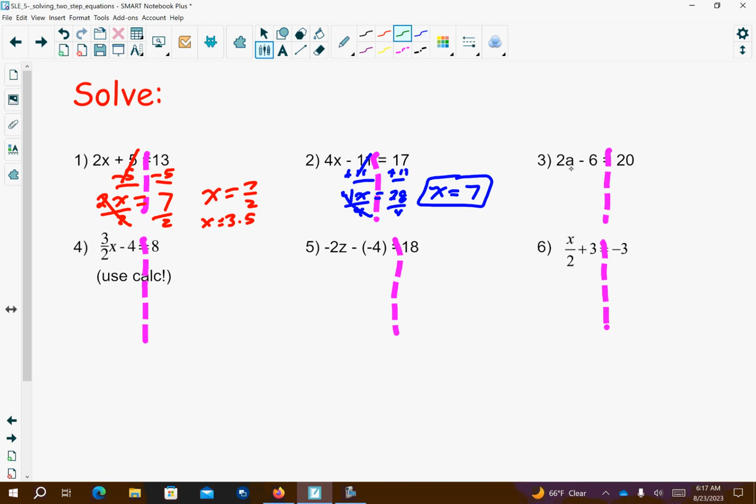Problem number 3, I have 2a plus 6 on one side. So I'm going to go ahead and add 6 to both sides first. These cancel, so I get 2a equals 26. And then I'm going to divide each side by 2. So 26 divided by 2 on your calculator comes out to 13.